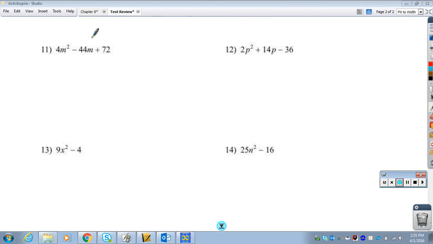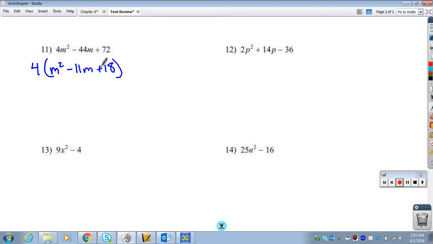So I have 4m squared minus 44m plus 72. This is the thing that we talked about a couple classes ago, where at the very beginning you should check for a greatest common factor. So 4, 44, and 72 are all divisible by 4. So I'm going to factor out a 4 before I do anything else. So when I do that, now I have m squared minus 11m plus 18.